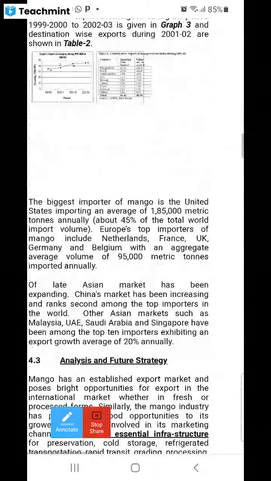Next is the irrigation. Grafts after planting are required to be irrigated frequently. Irrigation होना चाहिए वहाँ पे. Grafts after the planting are required to be irrigated frequently till the roots establish. कब तक करना है? Root establish तक. The mango needs irrigation for about 4 to 5 years after planting.